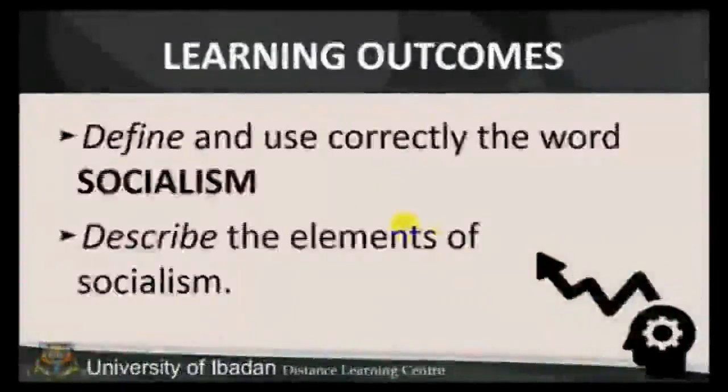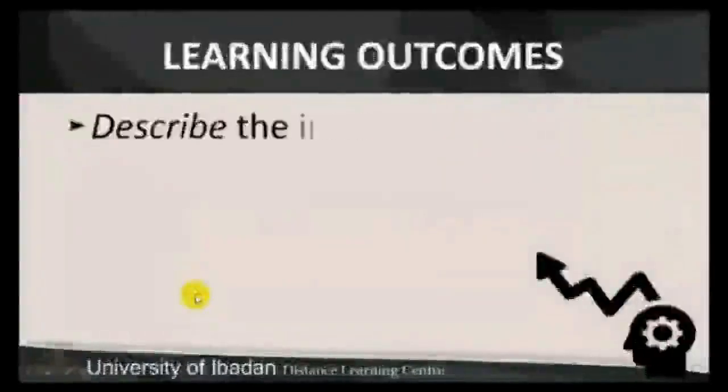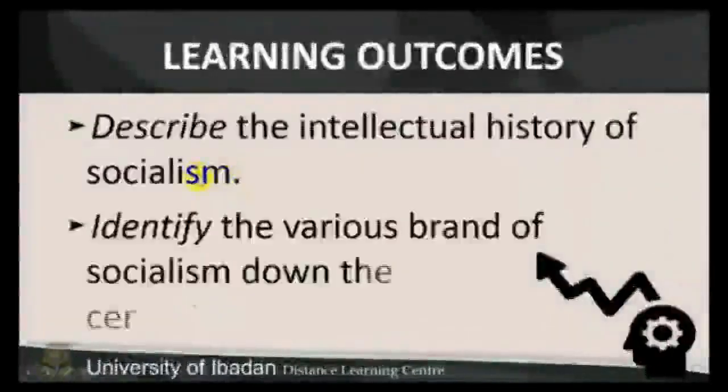When you have studied this session, you should be able to define and use correctly the keyword printed in bold letters. Describe the elements of socialism. Describe the intellectual history of socialism and identify the various brands of socialism down the centuries.